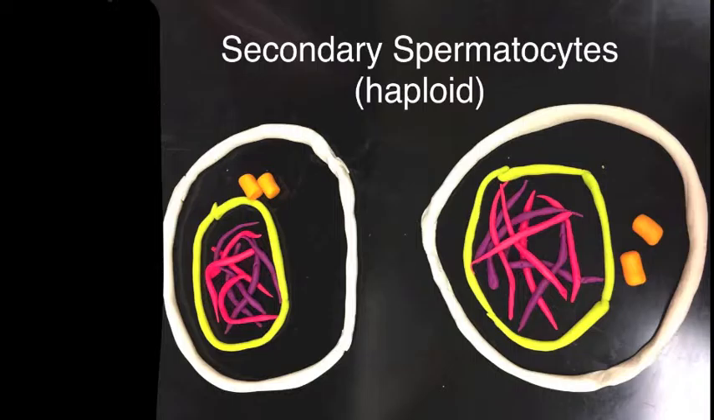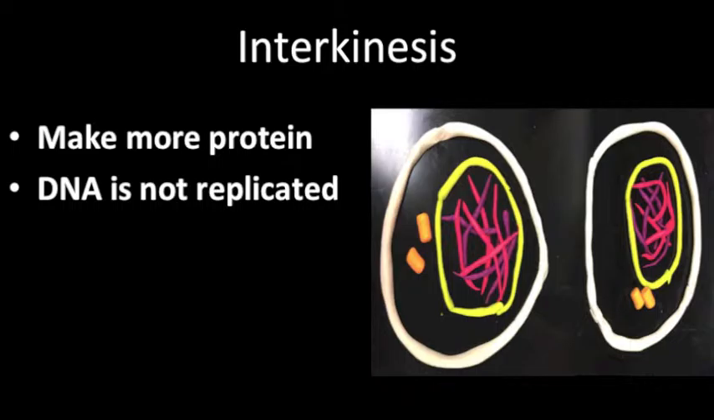The secondary spermatocytes undergo interkinesis. During interkinesis, these cells manufacture additional proteins and DNA is in the form of chromatin. However, DNA is not replicated.